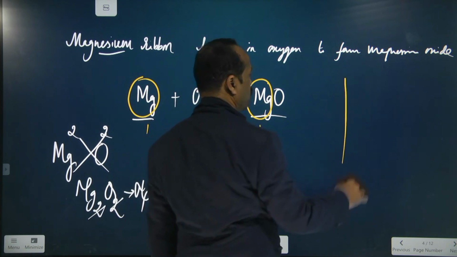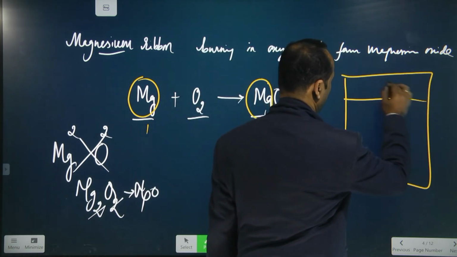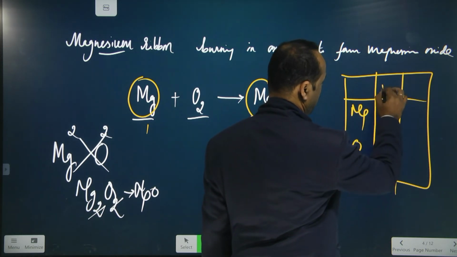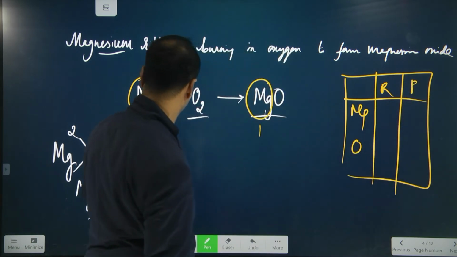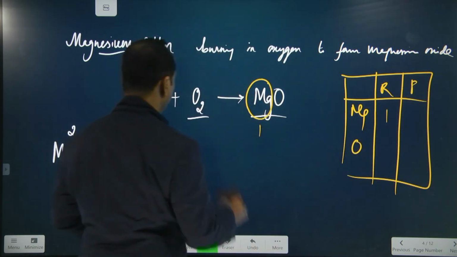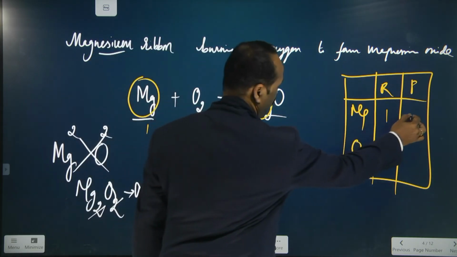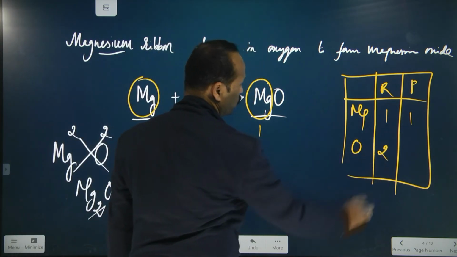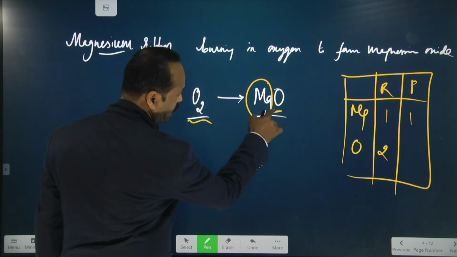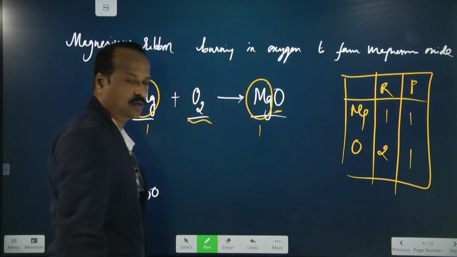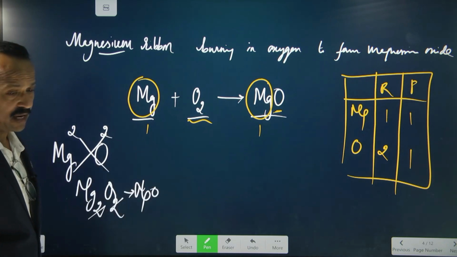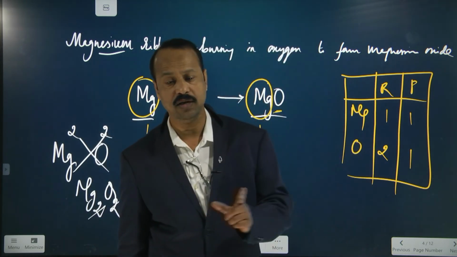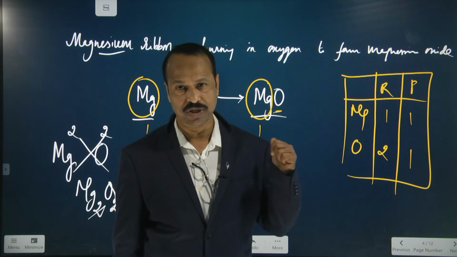If you want, we can make one small table here. You write magnesium and oxygen. This is the reactant side, and this is the product side. Magnesium on the reactant side, how many? One. Product side, only one Mg. Okay, good. But oxygens, how many are there here? Two on the reactant side. But on the product side, how many oxygens? Only one. Yes or no? So this is not balanced. The total number of atoms on the reactant side is not equal to the total number of atoms on the product side. That's why this equation is wrong.